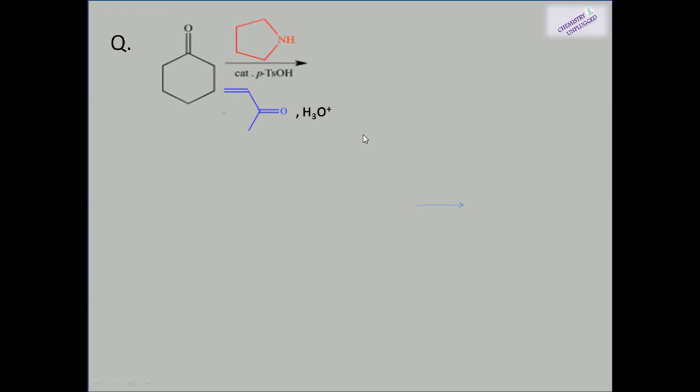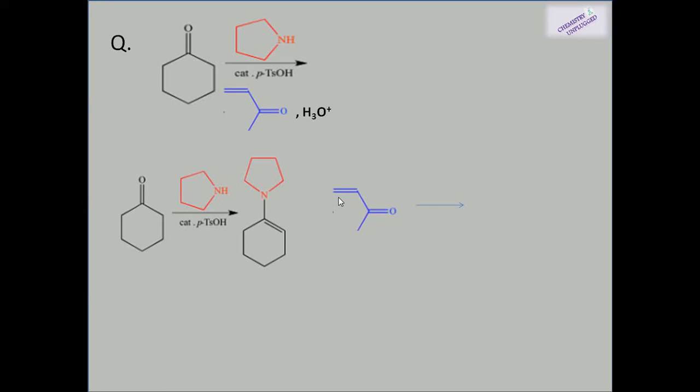Next we have an example here. In this we are using cyclohexanone, pyrrolidine, an alpha beta unsaturated ketone, and this reaction is catalyzed by para-toluenesulfonic acid. We know that enamine formation is an acid catalyzed reaction. So first we will use these two. When the cyclohexanone and pyrrolidine react, we have seen that this enamine will form. One hydrogen is removed from the alpha carbon atom, so the double bond will be here.